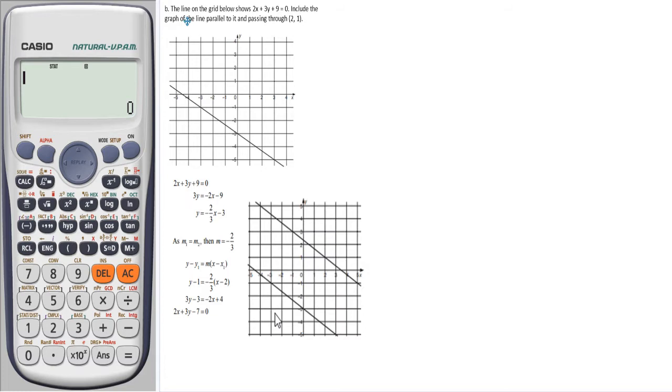The b section of that same question says the line on the grid below shows the same equation as before. Include in the graph the line parallel to it passing through that point.